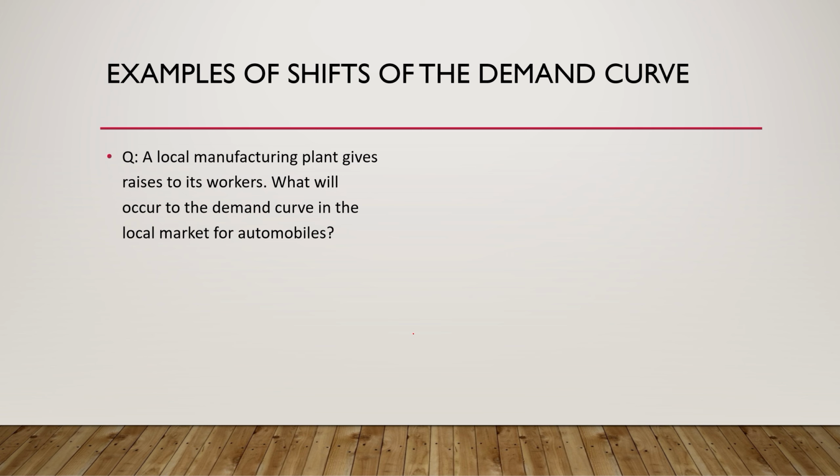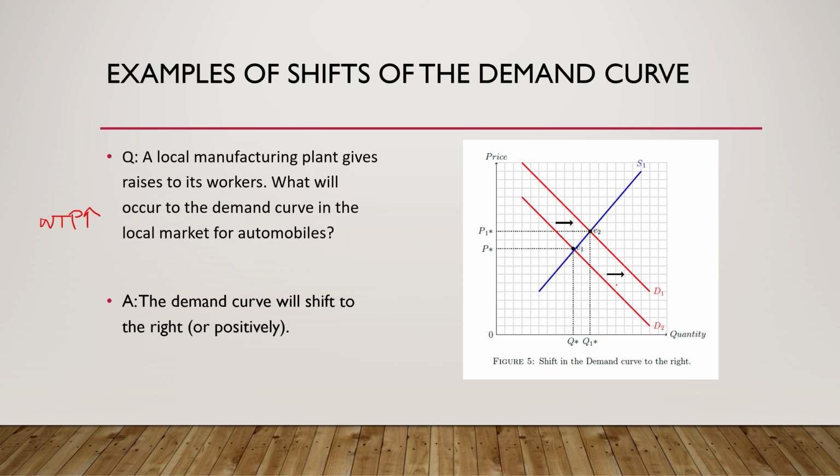To fully understand these concepts, let's take a look at a few examples. The first question being, a local manufacturing plant gives raises to its workers. What will occur to the demand curve in the local market for automobiles? Breaking down this question, we see that the market for automobiles does not experience any direct shift due to a change in the automotive industry, but rather potential customers experience an increase in income. As a result, the willingness to pay for people in the local market has increased. Increases in willingness to pay will result in the demand curve shifting to the right or positively, as we can depict on the graph.